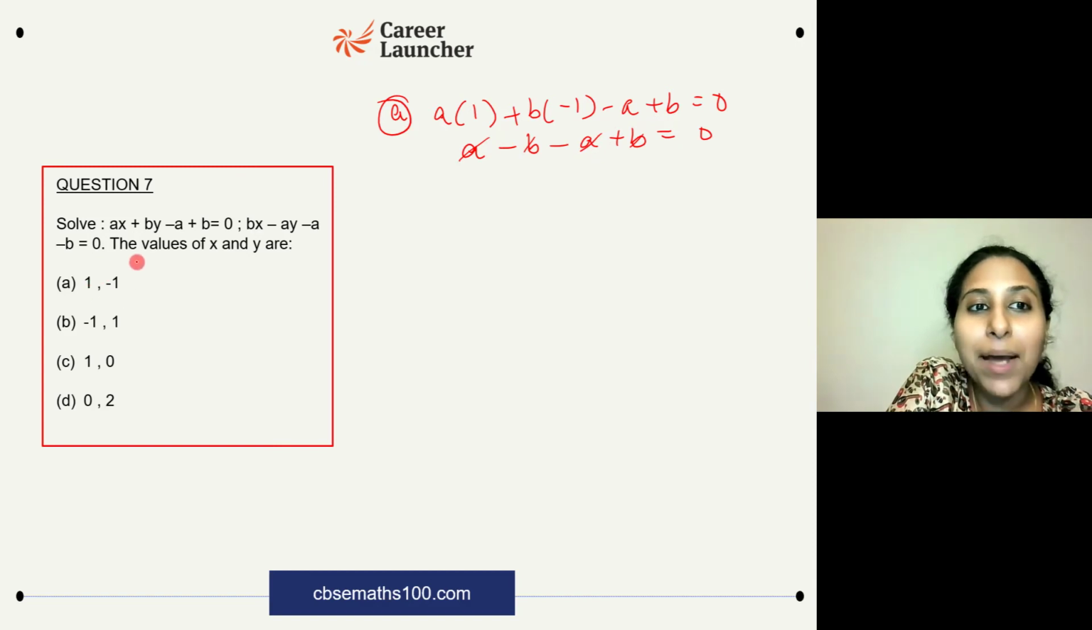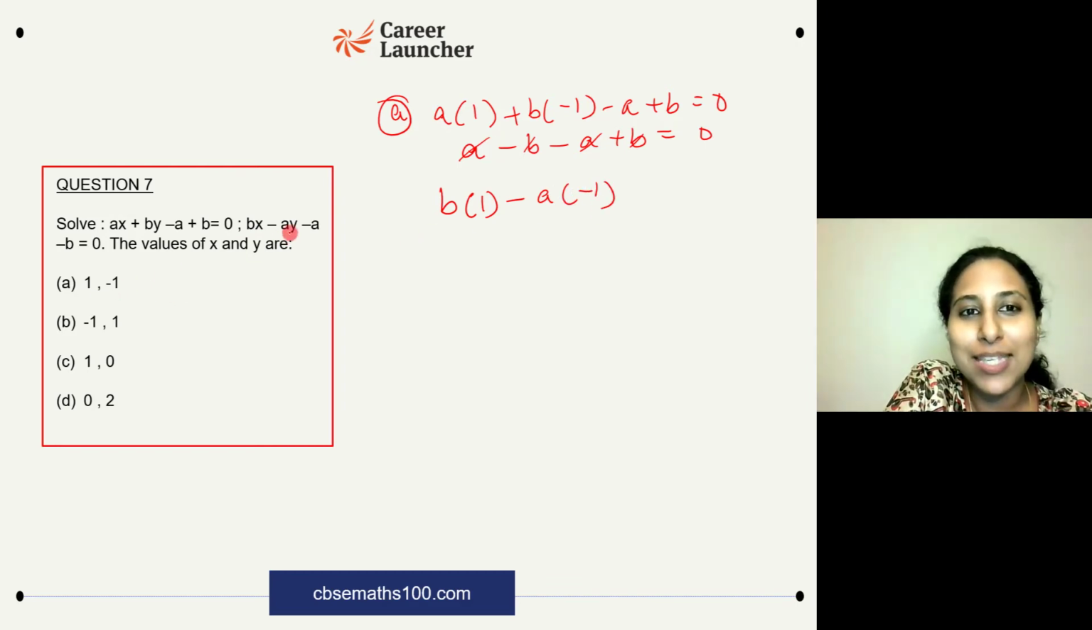So 1 comma minus 1 is the solution of the first equation. Let's check whether it's a solution of the second equation also. You have b into 1 minus a into minus 1 this time because y is equal to minus 1. Minus a minus b is equal to 0.